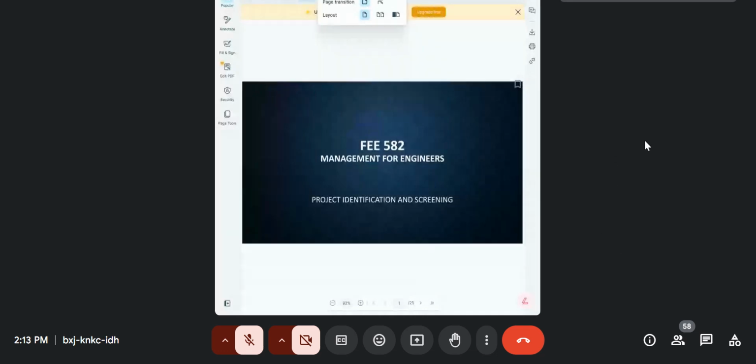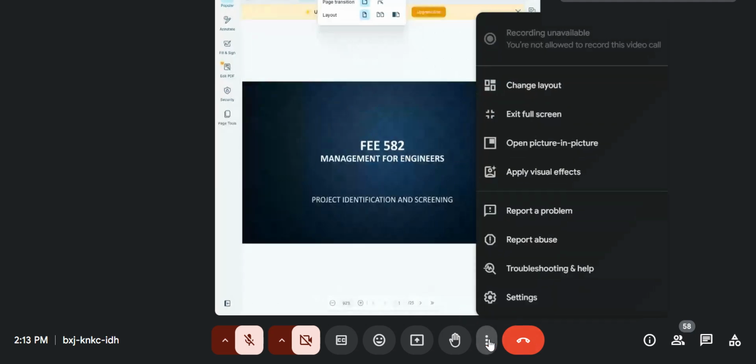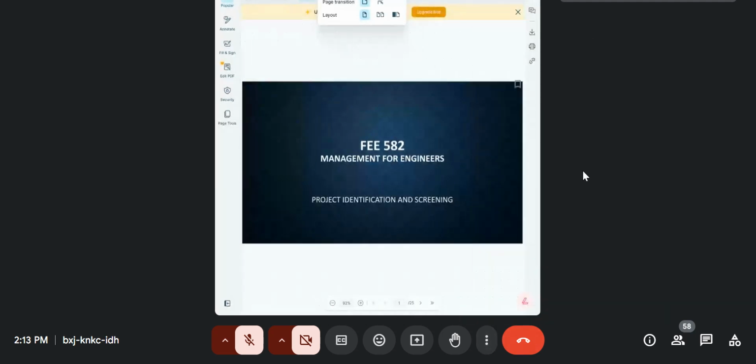Okay, so for today's class, we're going to continue with the initialization, and we're going to look at project identification and screening.